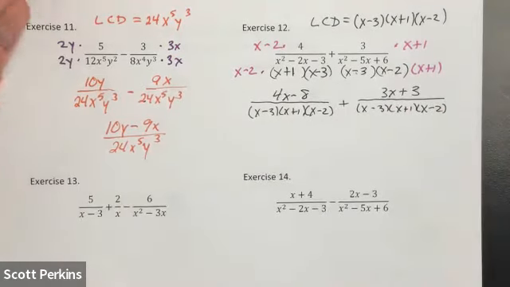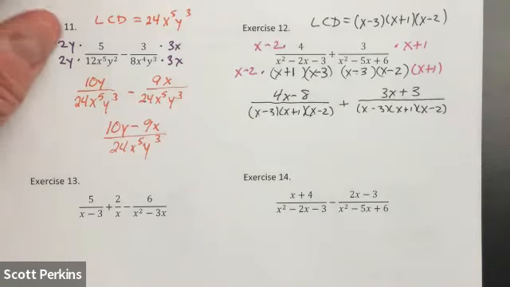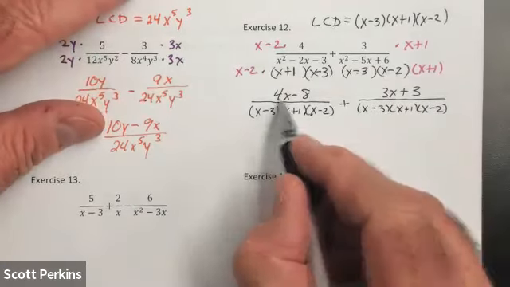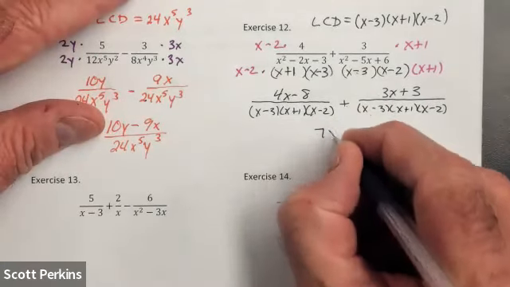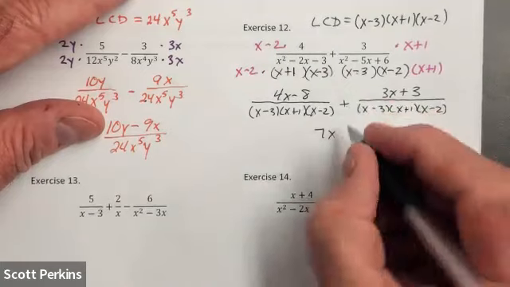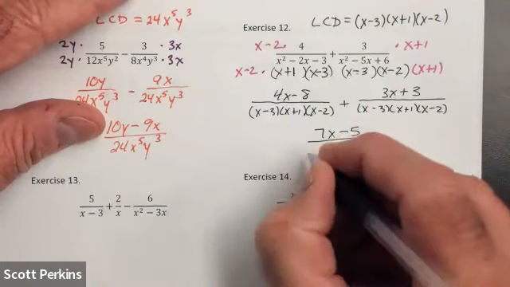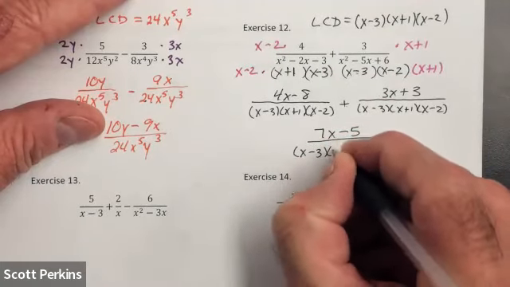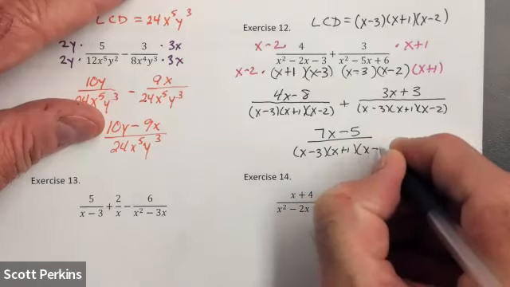So it's the same process. I understand it feels a little different because we've got 3 factors now for the common denominator instead of 2. Okay, that's why I wanted to run through it. And finishing up, though, I've got 4x plus 3x, that's 7x. Negative 8 plus 3 is negative 5. And then over my x minus 3, x plus 1, x minus 2.